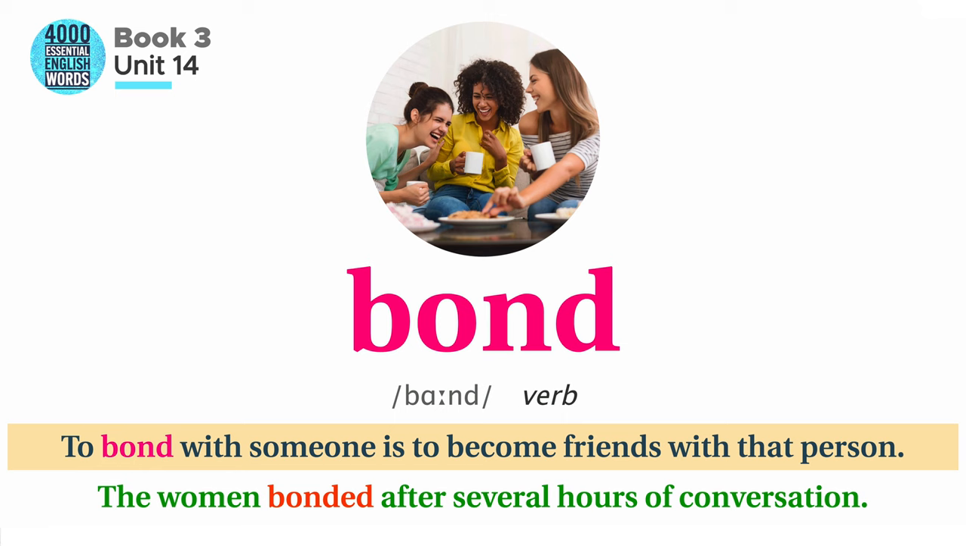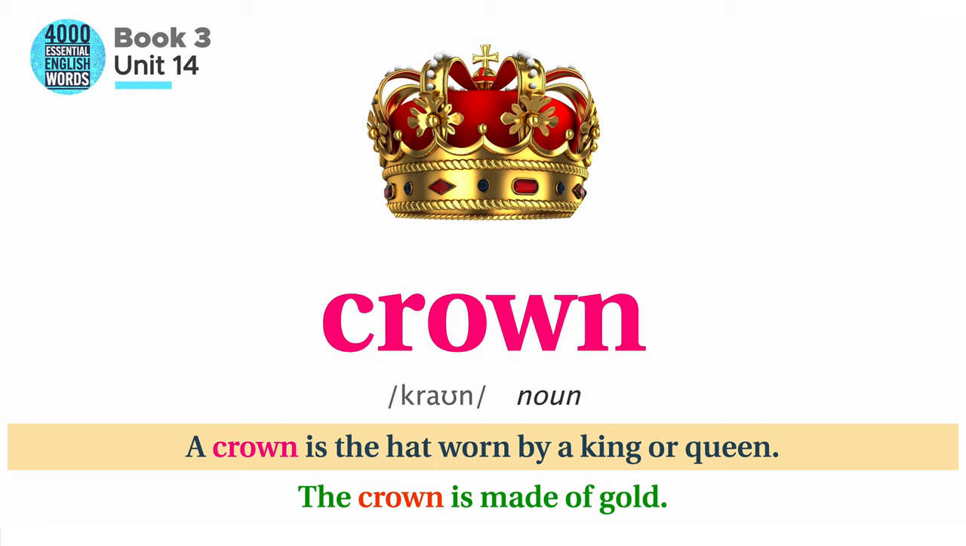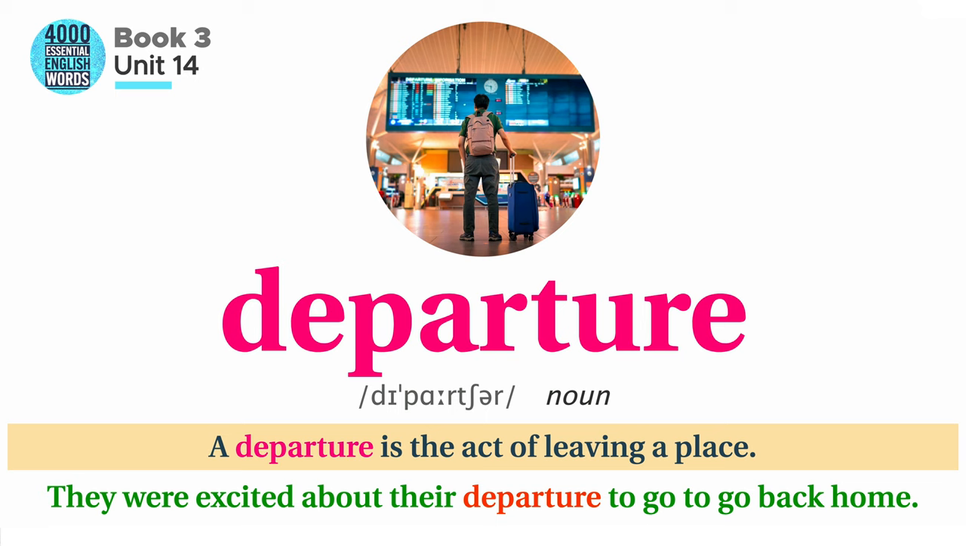Chef. A chef is a person who cooks in a restaurant. Tom is a chef at the restaurant near my house. Crown. A crown is the hat worn by a king or queen. The crown is made of gold. Departure. A departure is the act of leaving a place. They were excited about their departure to go back home.